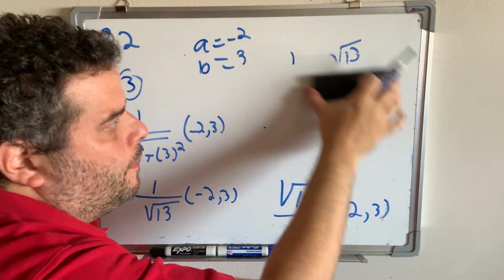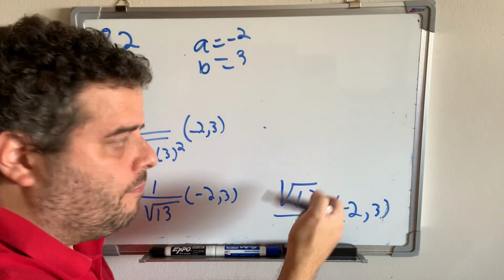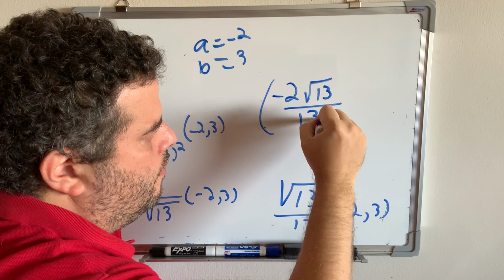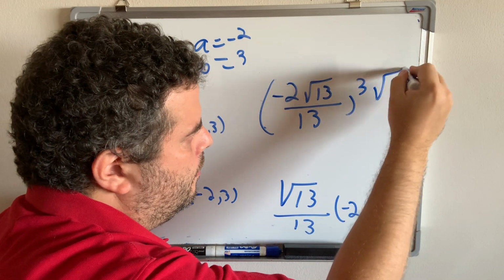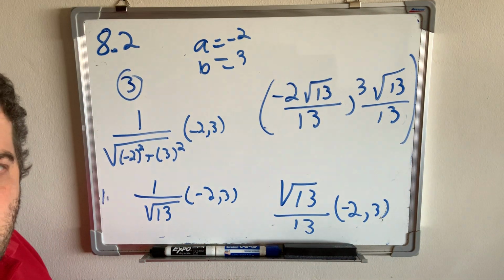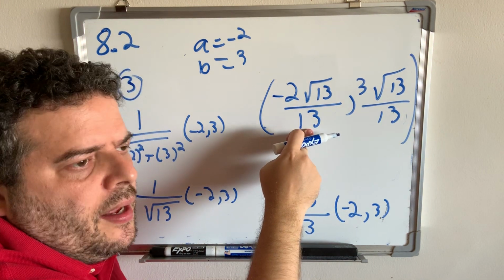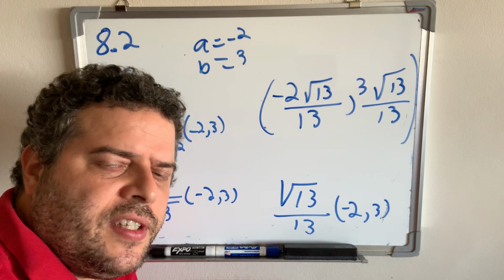Now, pretty simple. Multiply this times this, comma, multiply this times this. Done. That's all you have to do. That's the unit vector. Initial, terminal. Nothing else needs to be done.